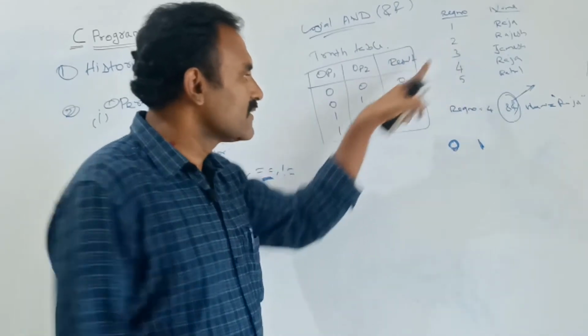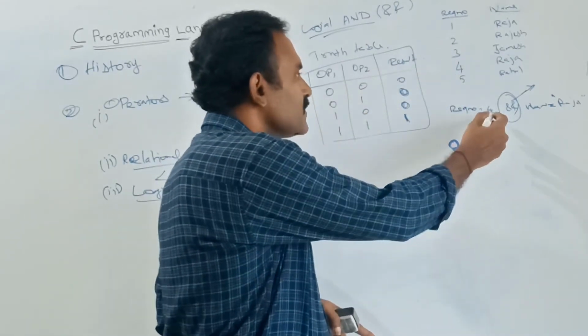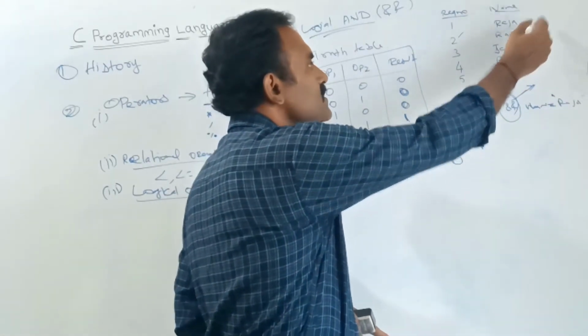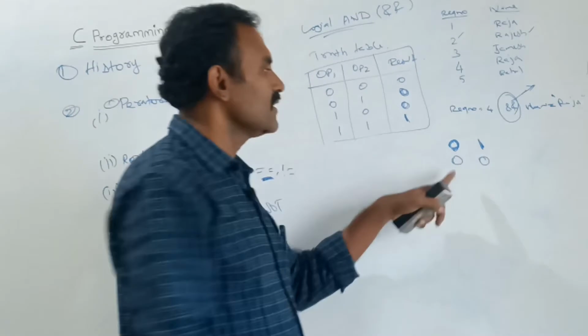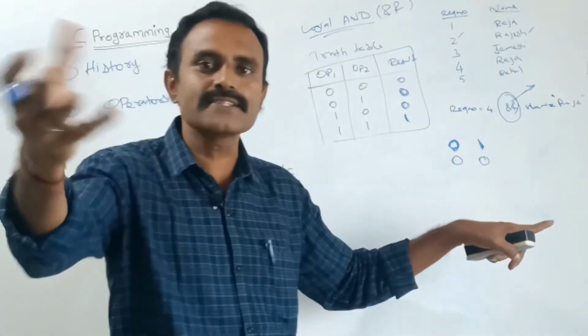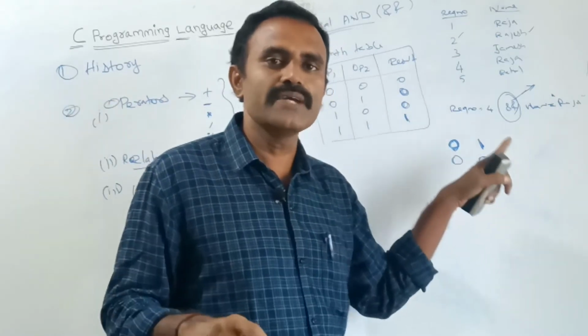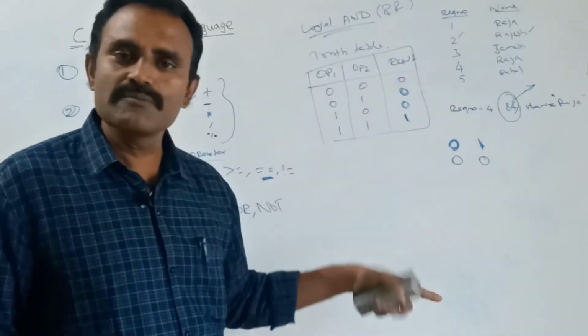Next one, it will check whether register number is 4, no, register number is 2. Whether the name is Raja, no, the name is Rajesh. So both were 0. In this case it will return the value false. So this also it won't display, it won't be printed. Next, the third is also similar to that.